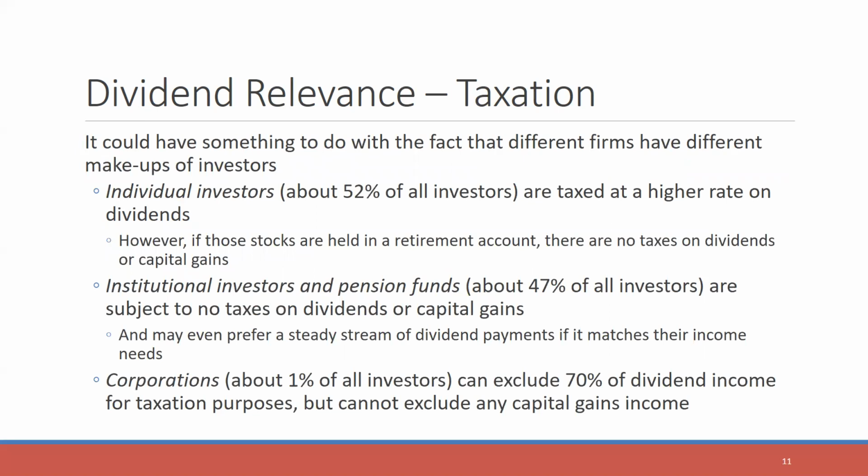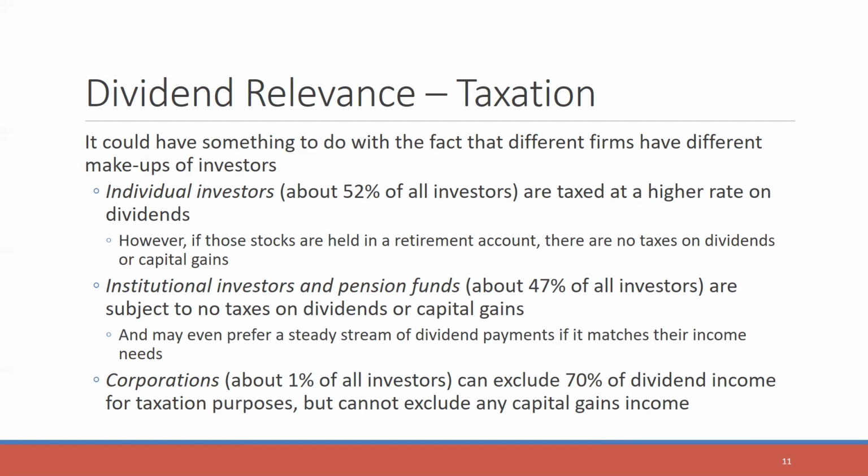It could have something to do with the fact that different firms have different investors. So as an individual investor, about 52% of all investors are taxed at a higher rate on dividends. However, if those stocks are held in a retirement account, then there's no tax on those dividends or capital gains. Institutional investors and pension funds, which are responsible for about 47% of all investors, so roughly half, are subject to no taxes on dividends or capital gains.